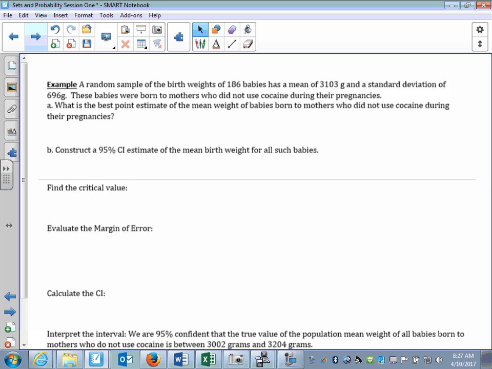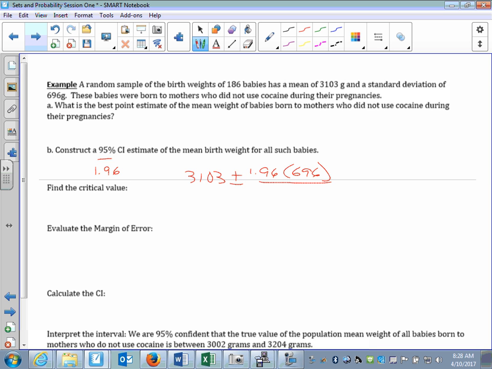It says construct a 95% confidence interval to estimate the mean birth weight for all such babies. All right, now if we want to be 95% confident, then we're going to take the mean weight, which is 3,103 grams, and to that we're going to add or subtract. Now, since it says 95%, we're going to use 1.96 times the standard deviation. Did they give the standard deviation? Yes, 696. And then divided by the square root of the sample size, which was 186.